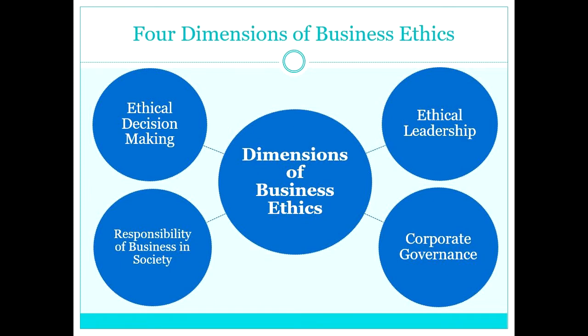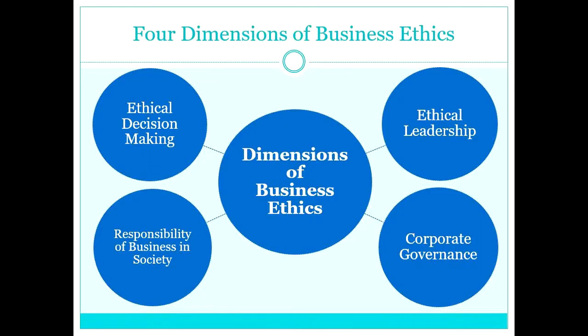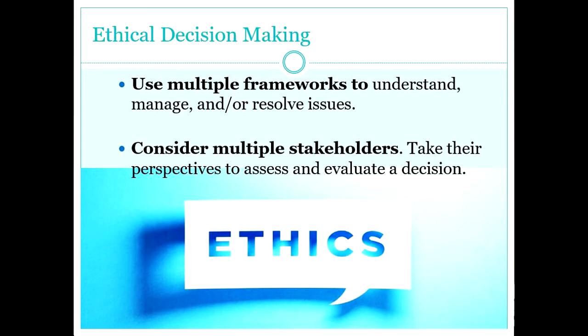AACSB International, the accrediting body that reviews the curriculum of top business schools in the world, including this one, conducted a study to advance ethics education in business schools. It identified 4 dimensions that it views as the cornerstones of comprehensive business ethics education. These 4 dimensions are ethical decision-making, ethical leadership, responsibility of business and society, and corporate governance. Okay, let's look at each of these dimensions individually.